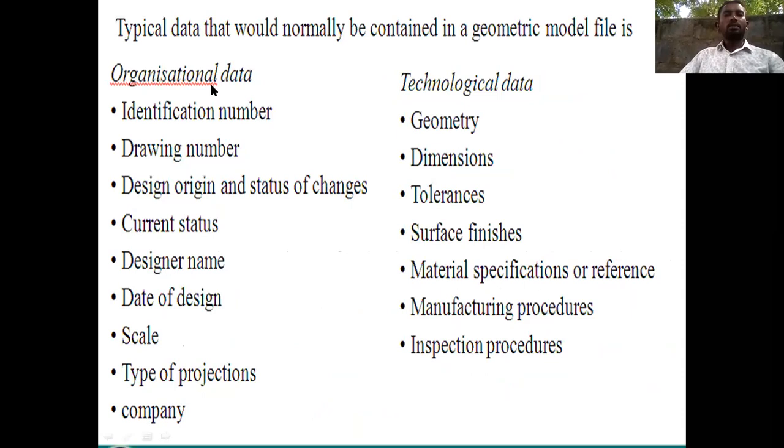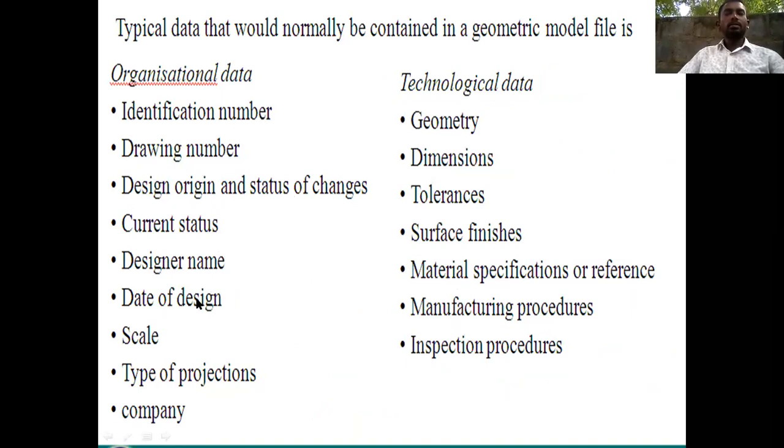So organizational data one, technological data one. Organizational data, see here, some items we can see: identification number, drawing number, design origin and status of changing, current status, designer name, date of design, scale, types of projections, company. So these are the organizational data.